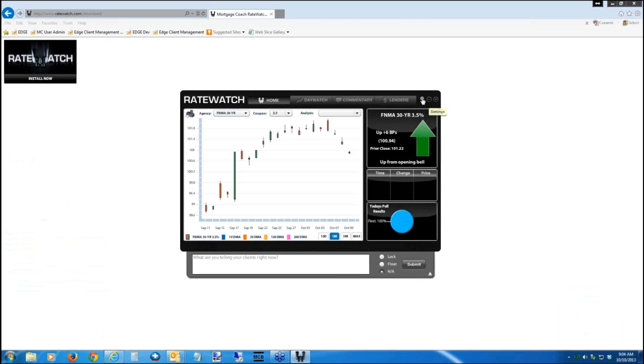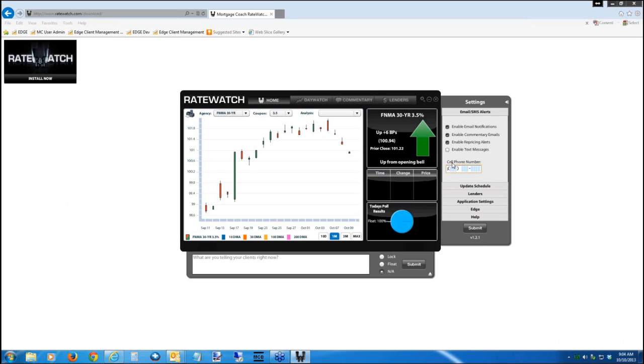So the settings cogwheel is right up here at the top right. Most of your settings here are going to be related to how the RateWatch operates, but you should be aware that you can get text messages on this as well. You can check to enable email notifications, commentary emails, repricing alerts. Now this is the alert that comes out whenever there's a plus or minus 15 basis point change. So you definitely want to have those enabled, and it actually will pop up a little alert on the lower right corner of your screen letting you know that there's been a change in the market.